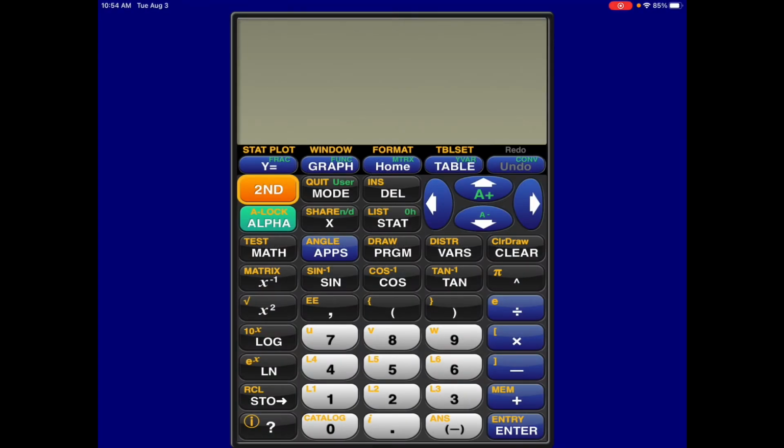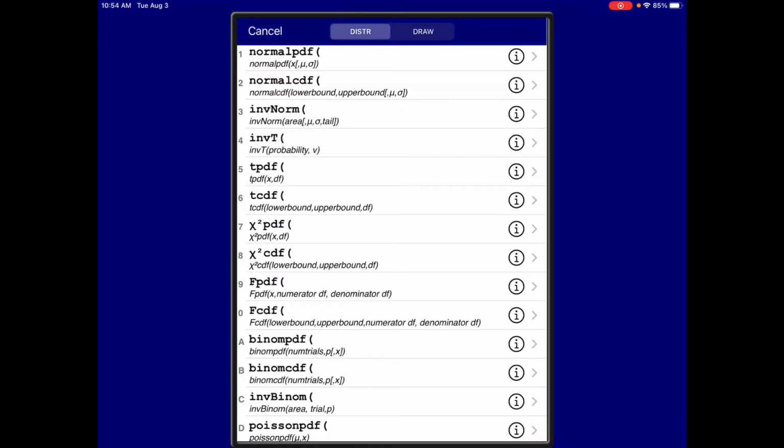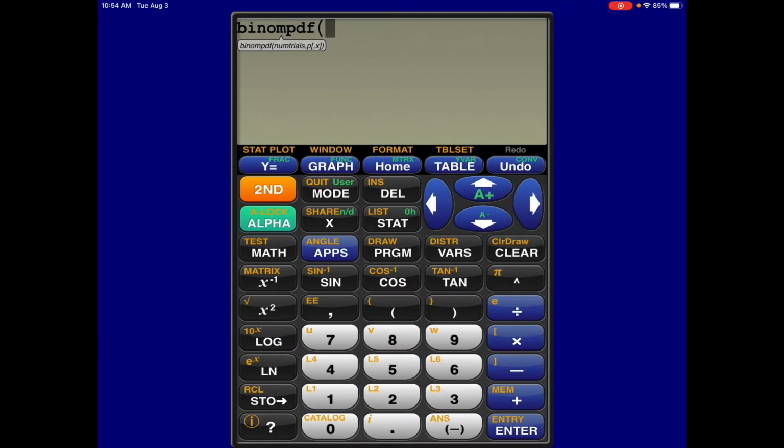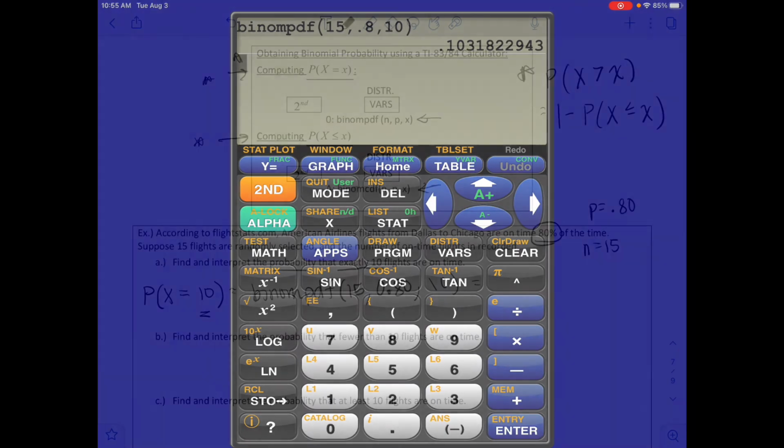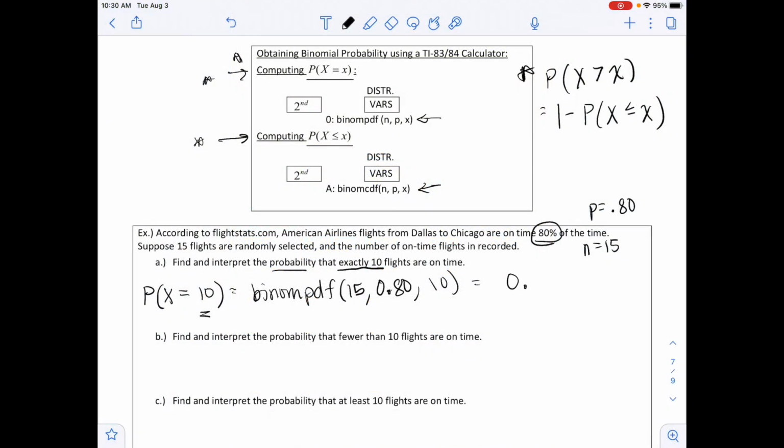On the calculator, you're going to go to second, vars, go down to binom PDF, and we need to put in the number of trials, our probability, and then x. So our number of trials was 15, probability is 0.8, and the x value here is 10. Close your parenthesis, press enter, and from the calculator, we get a probability of 0.1032.